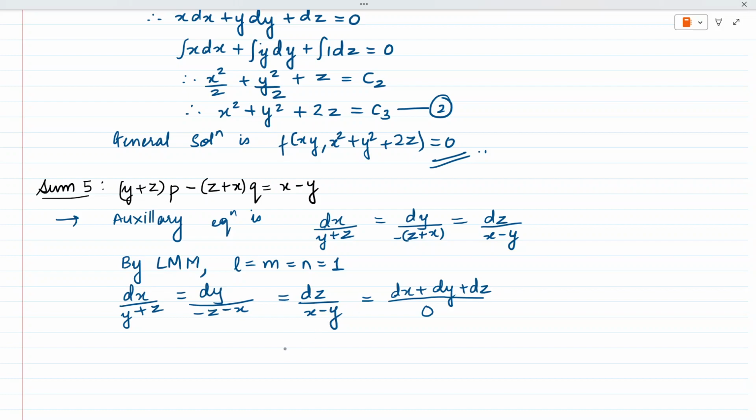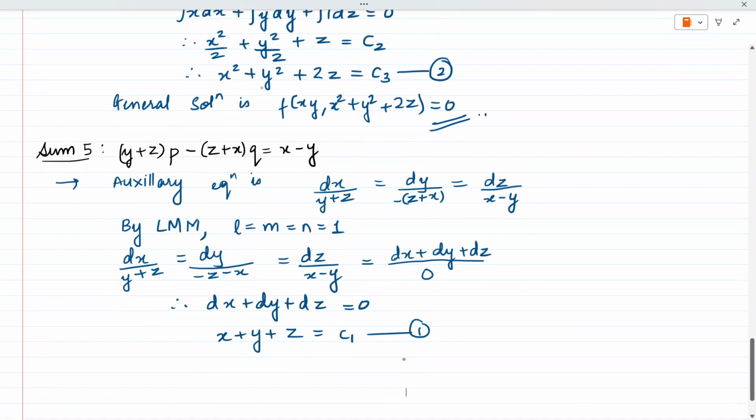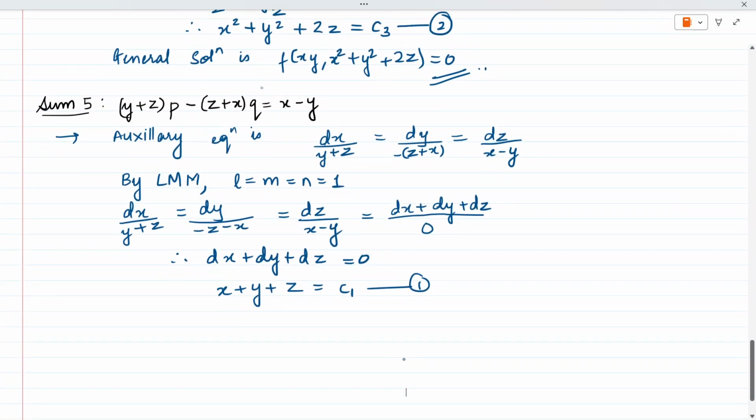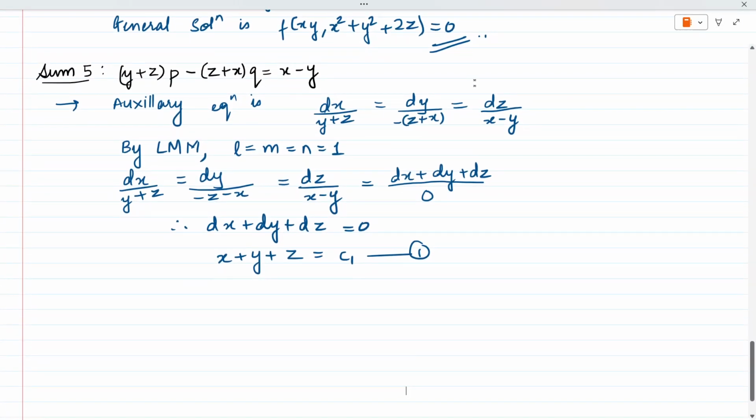Okay. Once the denominator becomes 0, you take it as equal to any ratio, or you directly write dx plus dy plus dz is equal to 0. Integrating, I'll get x plus y plus z is equal to c1. I got one independent solution. I require one more independent solution. Okay. Now, how do you get one more independent solution?